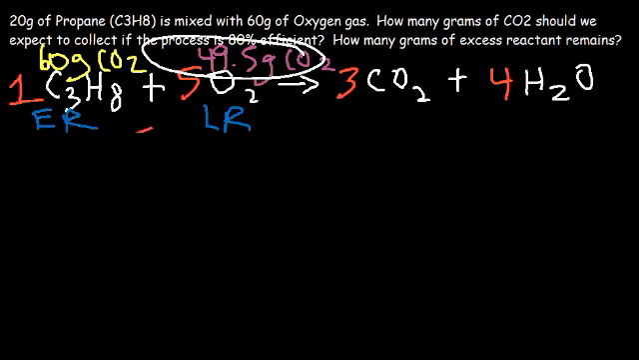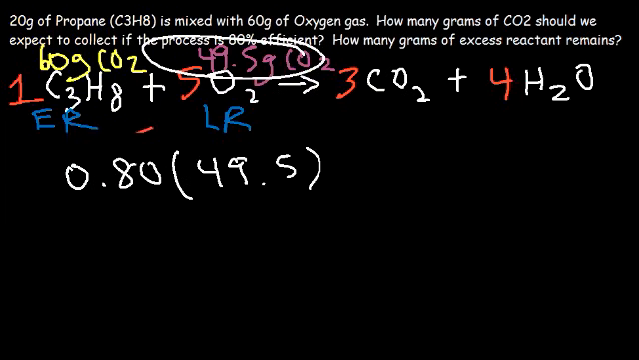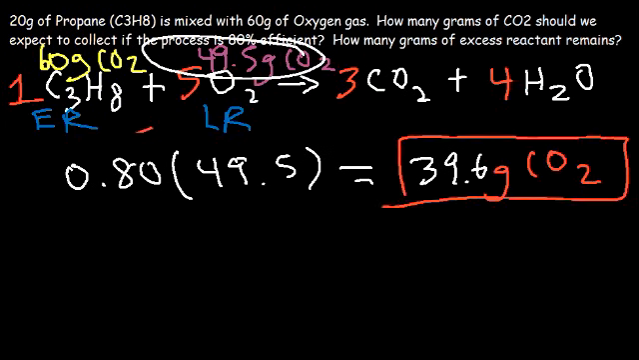So what is 80% of 49.5? To find it, multiply 80% as a decimal, which is 0.8, by 49.5. To convert a percentage into a decimal, divide by 100. 80 divided by 100 is 0.8. So 80% of 49.5 is 39.6. So this is how many grams of CO2 that we should expect to collect if it's 80% efficient. So the actual yield for this reaction is 39.6 grams of CO2.